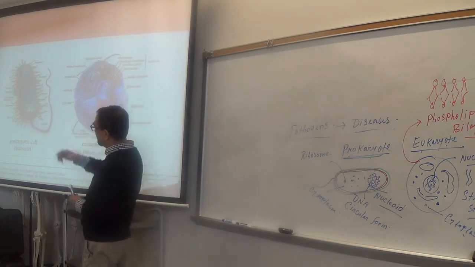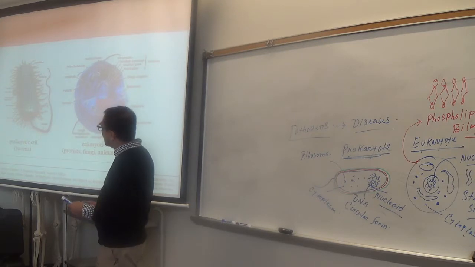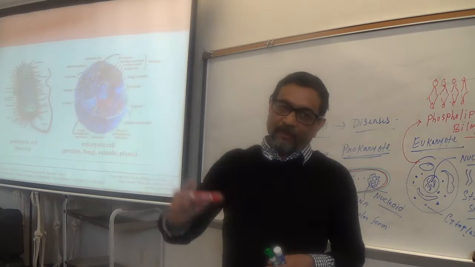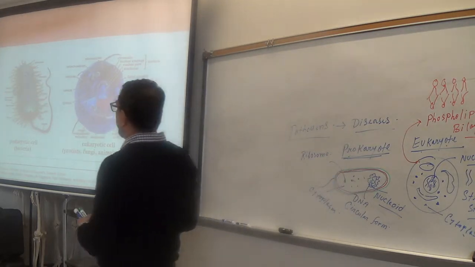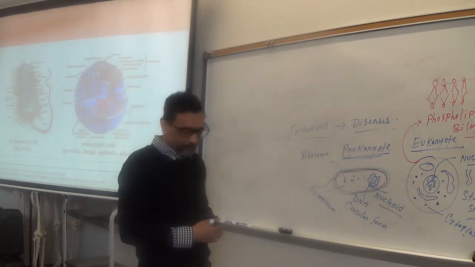So now you see the picture here. Cell membrane, also called cytoplasmic membrane, is the same as the human body cell membrane, but the additional layers are the cell wall, and the capsule is the outermost one.